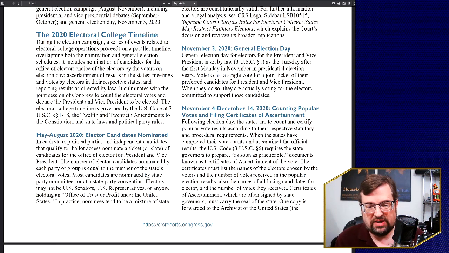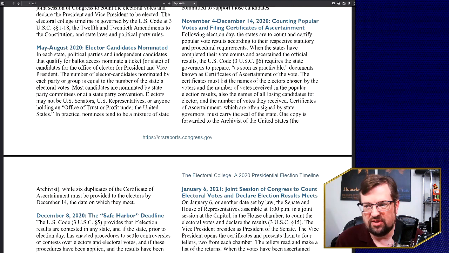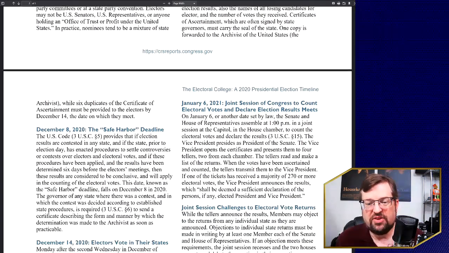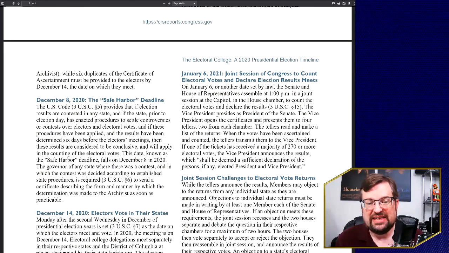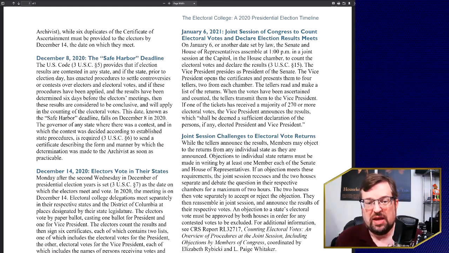One copy is forwarded to the Archivist of the United States. Okay, it's being slow. The Archivist, while 6 duplicates of the certificate of ascertainment must be provided to the electors by December 14th, the date on which they meet. And then the next date they have is December 8th, which is the safe harbor deadline.